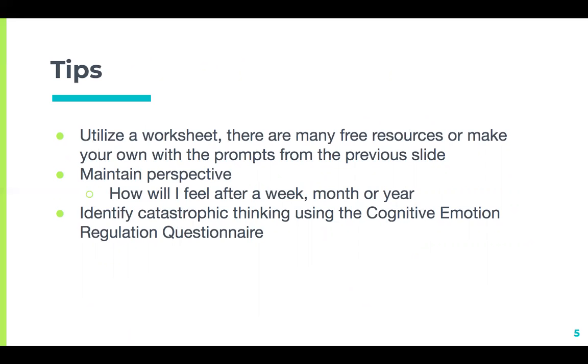You want to make sure that you're maintaining perspective. So think about, how will I feel after a week or a month or a year? How okay will I be in those time frames? And lastly, you want to be able to identify catastrophic thinking, and you could even use the cognitive emotion regulation questionnaire. This will be a good indicator if you're having trouble differentiating whether what you're thinking is catastrophic or not.